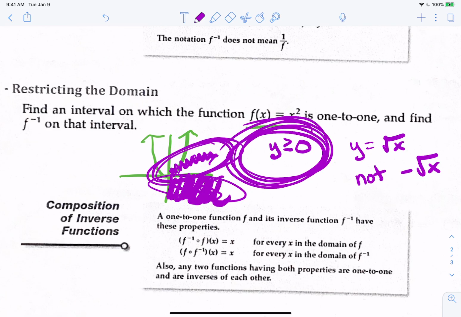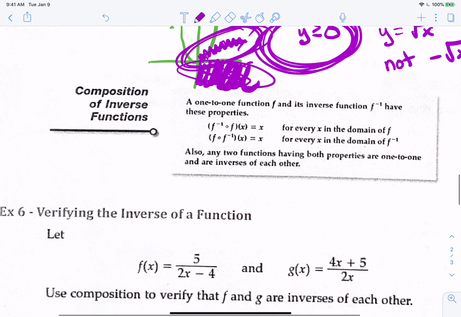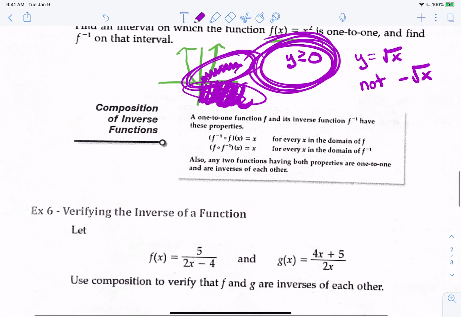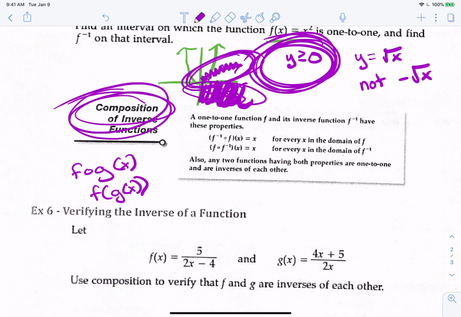Yeah? Okay. All right. Last thing, we've done compositions before. Compositions are like f composed of g of x, which I wrote with parentheses, and we don't like that. Those are the fog and gof ones. If we're talking about composition functions, we take functions and stick them inside of one another. I'm going to give you an easier example before we do this one down here.